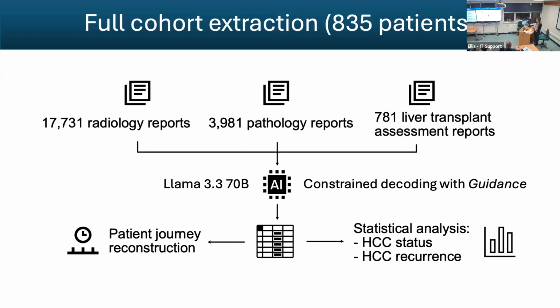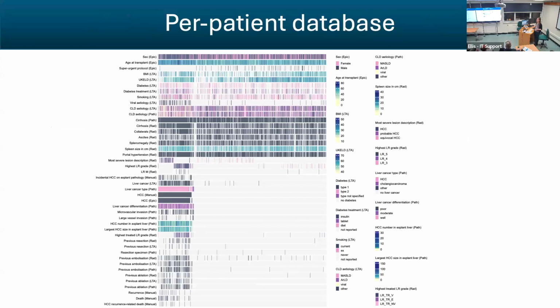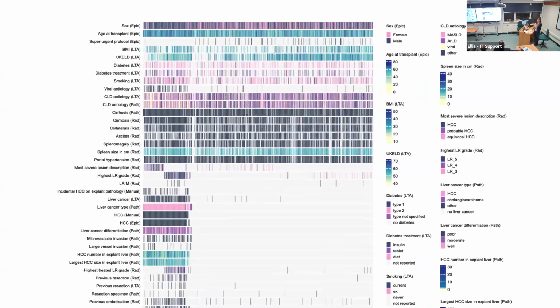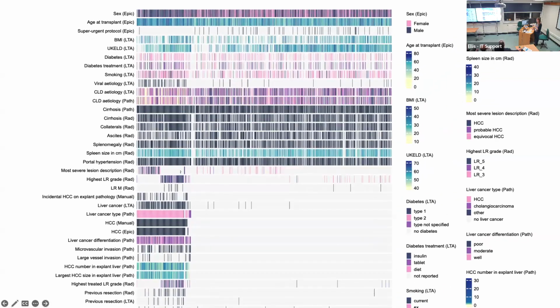So just to show you what scale of data we're talking about, on this slide every column is a patient and every row is a variable that we extracted. Obviously, I'm not expecting you to read this, it's very small, but you can start seeing patterns in this data already. If I zoom in, these patients are ordered by liver cancer, or HCC, on the left and no HCC on the right.